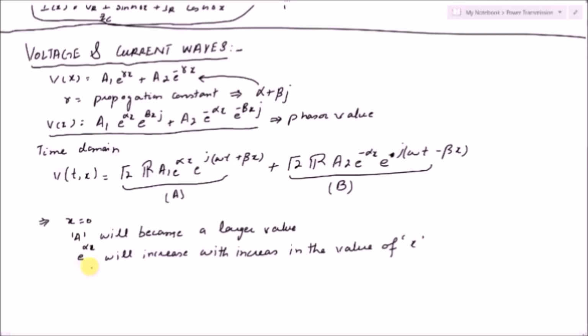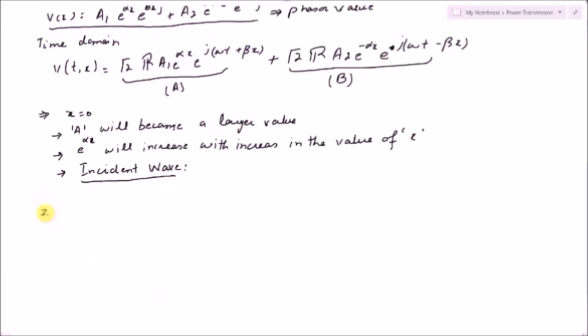Finally, we can say that at the sending end, the portion A of the equation will have the largest value, and at the receiving end, it will have the smallest value. So we can call this A part of the equation the incident wave. At the receiving end, the A part has the smallest value and at the sending end, it has the largest value. So it is moving from the sending end towards the receiving end, and that's why it is known as the incident wave.